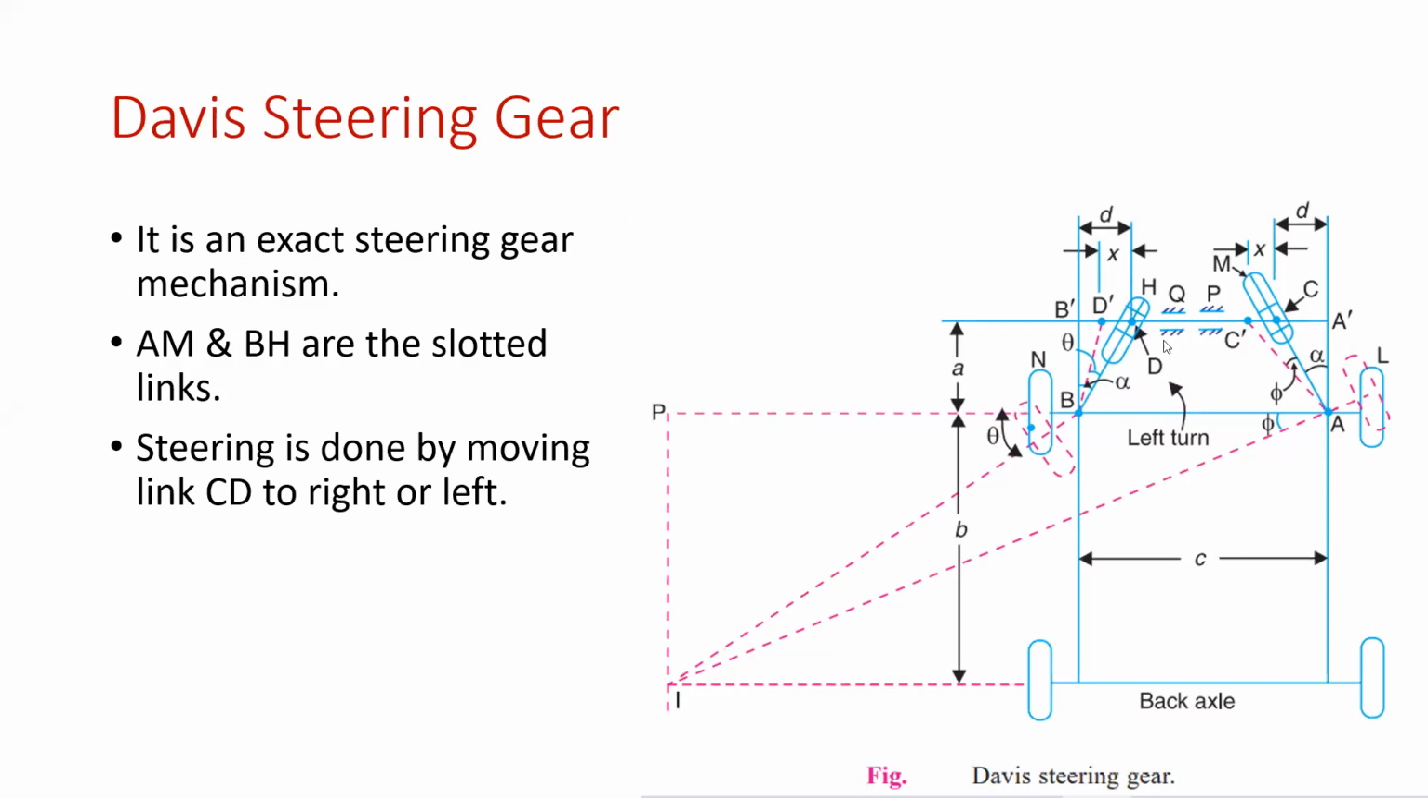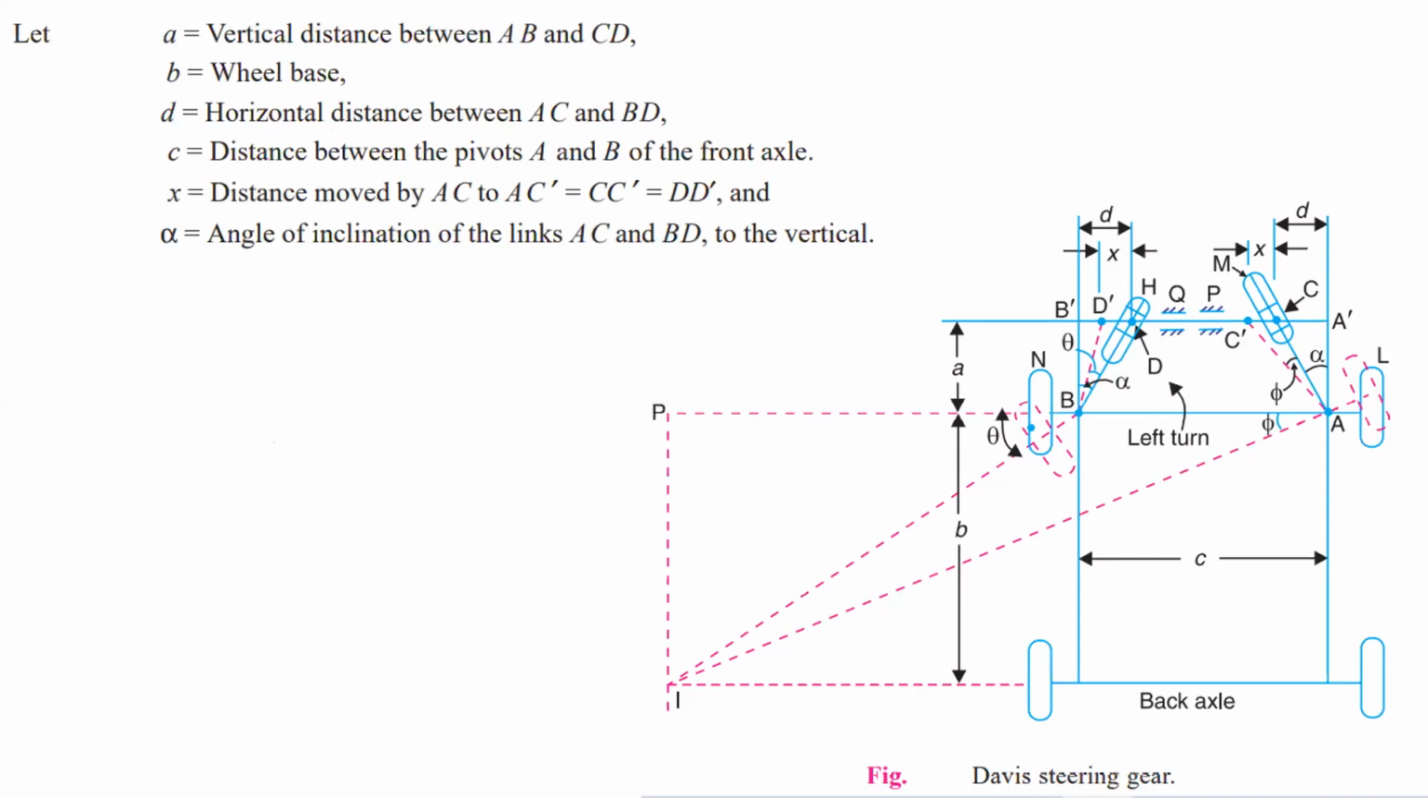And in order to effect the sliding of rod CD, you can use other mechanisms like rack and pinion, etc., in order to give motion to this rod. Okay, so let us move to the next slide.